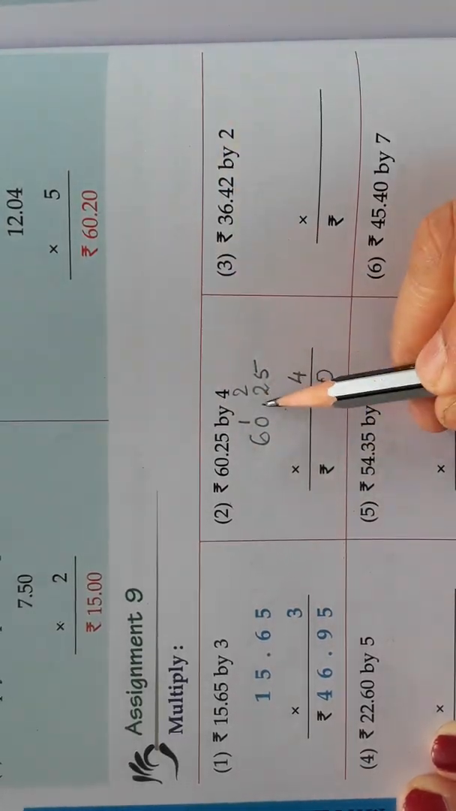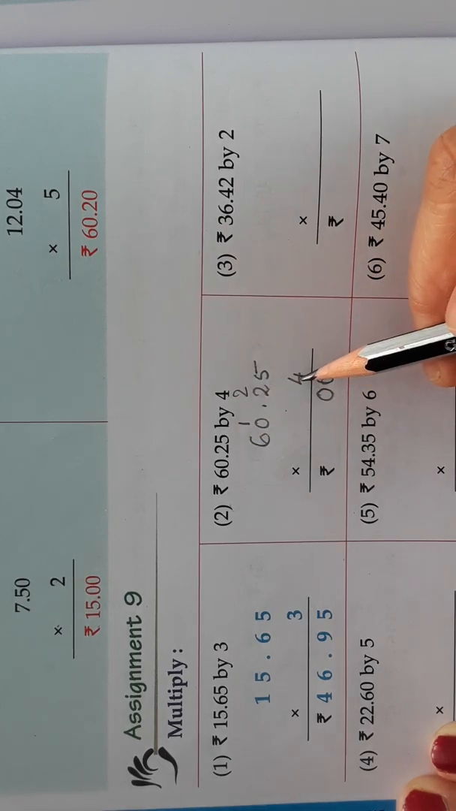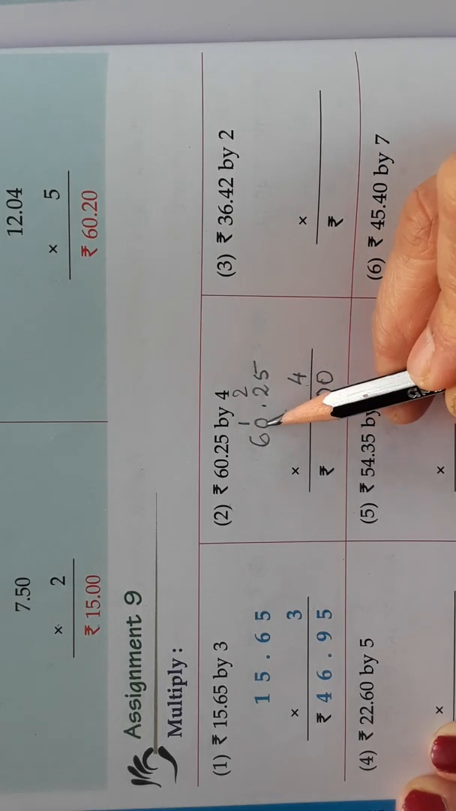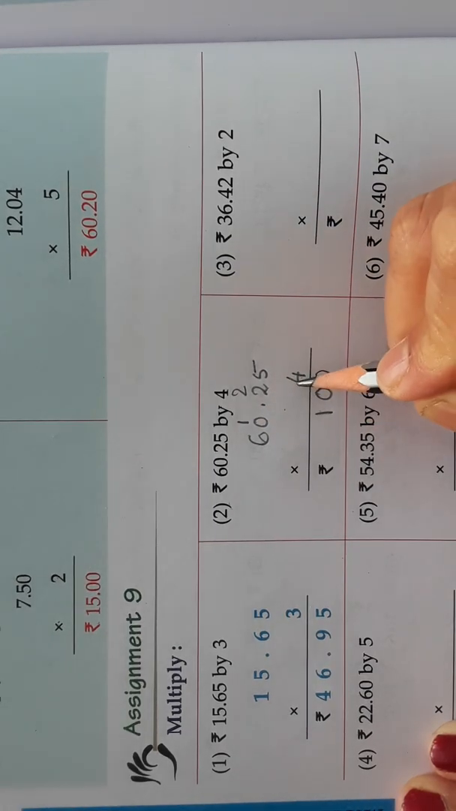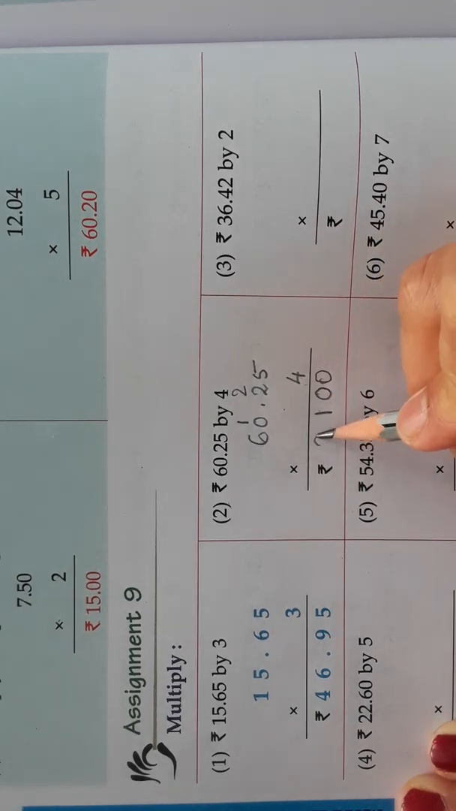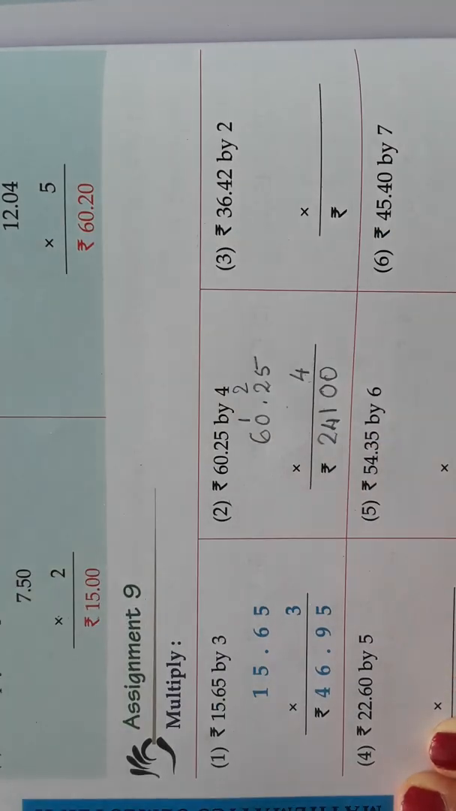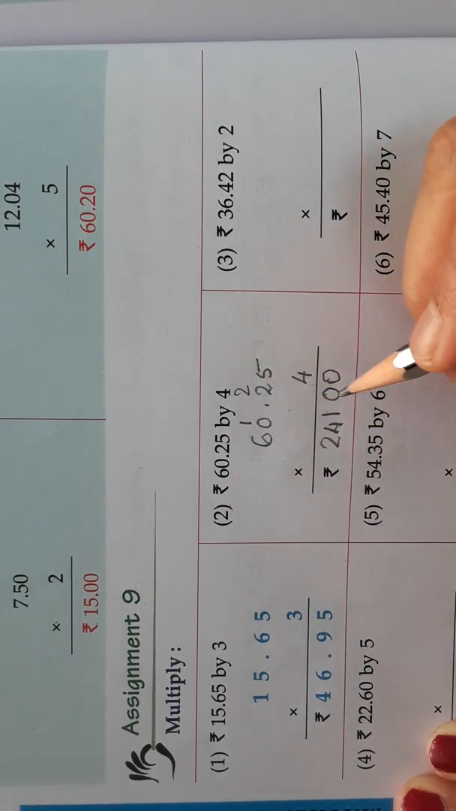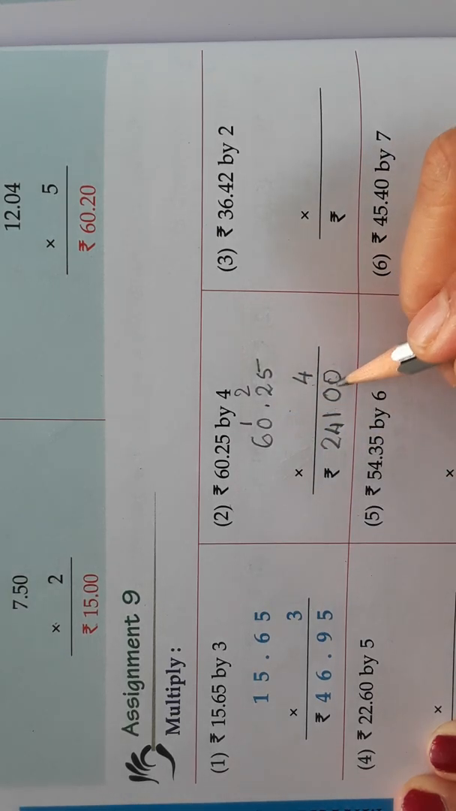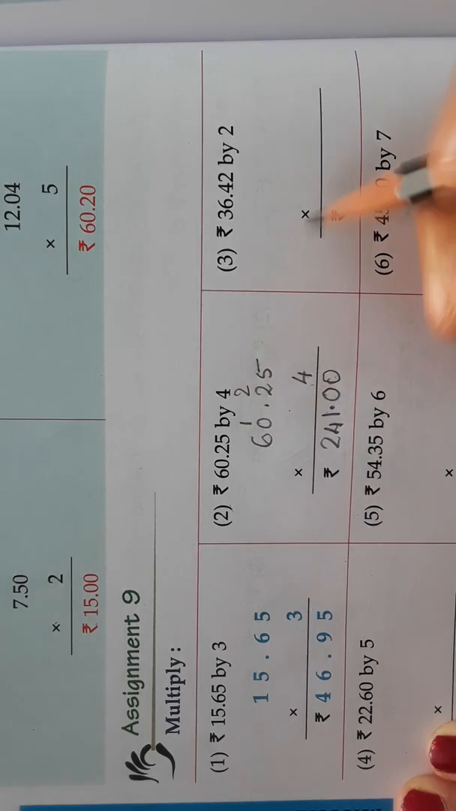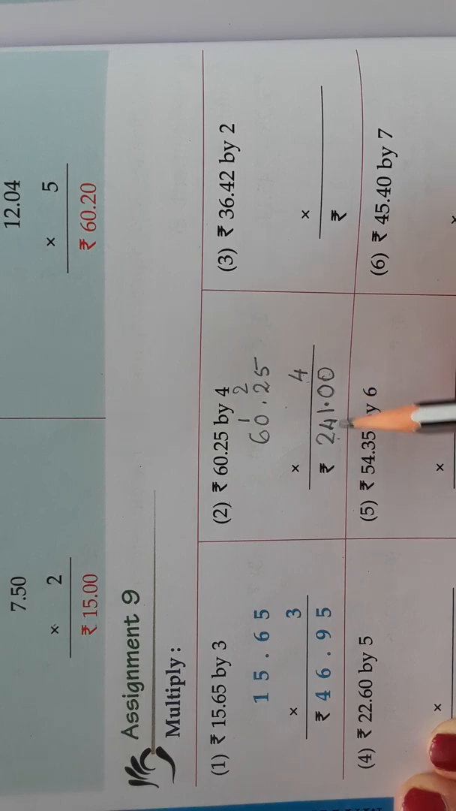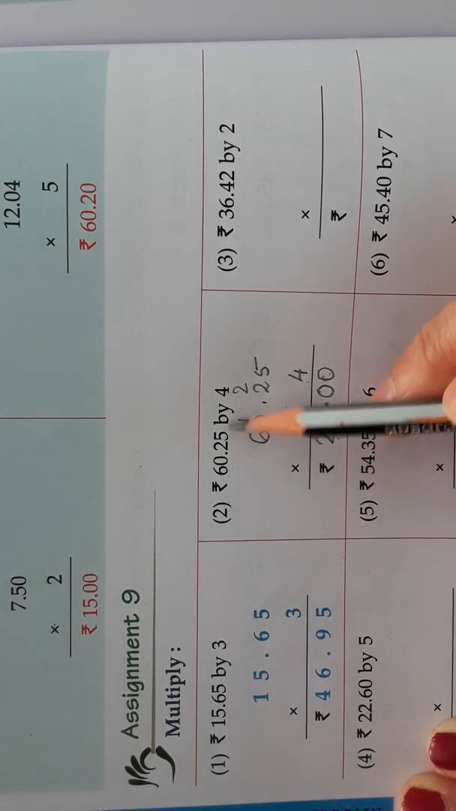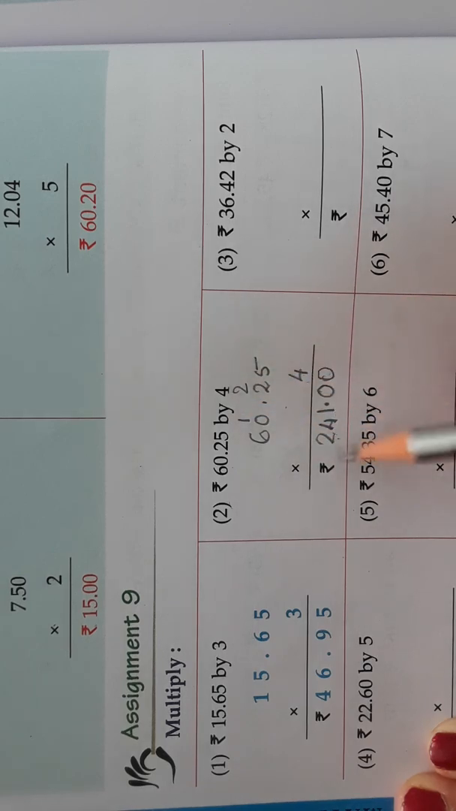Leave the point. Here, don't consider the point, just multiply. 4 zeros are 0 and 1 is the carry. 0 plus 1, 1. And 6 4s are how much? 24. Now, how to put the point? You should put the point from the right after 2 digits. So what's the answer? 241 rupees. If you multiply 60 rupees 25 paise by 4, you will get 241 rupees.